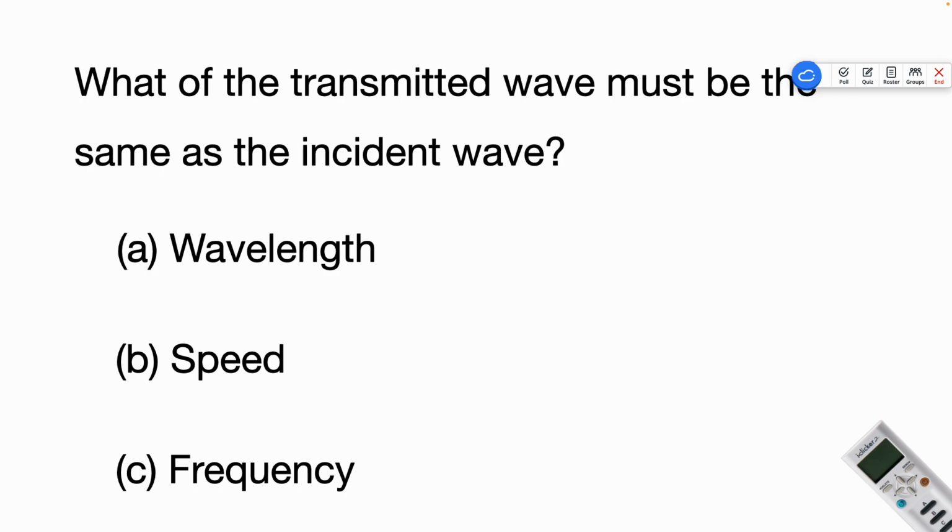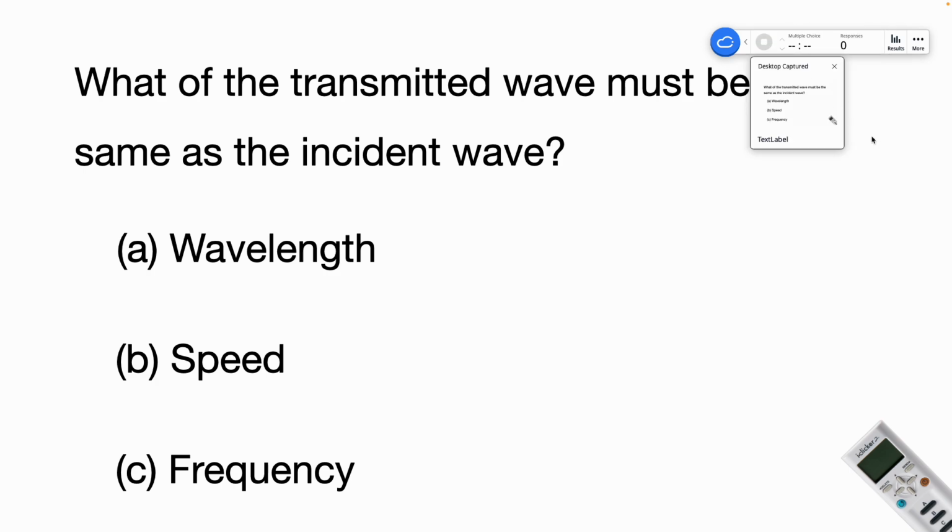Now take out your iClicker. Which of these must be the same for the transmitted wave as for the incident wave? If I have an incident wave with some wavelength, wave speed, and frequency, which one must be the same for the transmitted wave, the wave that enters the new medium? I will set it for 1 minute so that we don't waste your time and you know when to respond. This is only counted by participation, so don't worry if you get the wrong answer.